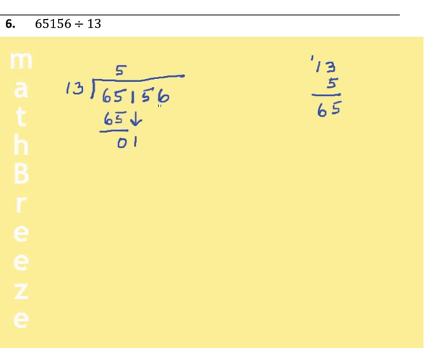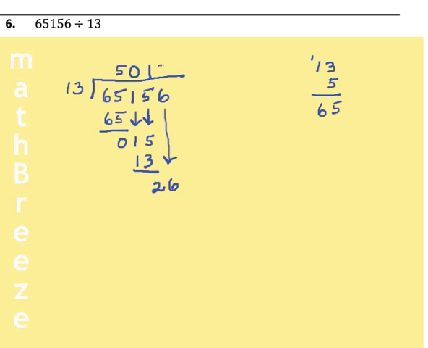13 does not go into 1, so immediately bring down another number. Now, okay, we'll put a 0 up here, because 13 doesn't go into 1. Bring down another number, bring down 5. Okay, 13 doesn't go into 15. Sorry, 13 goes into 15 one time. Alright, 1 times 13 is 13. Subtract, we have 2. And then bring down the 6.